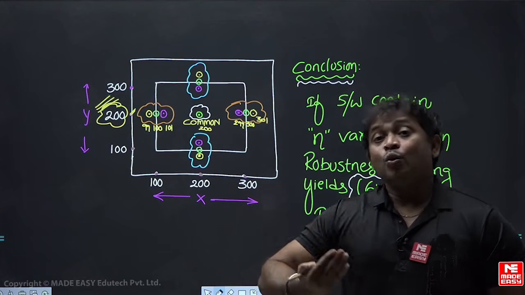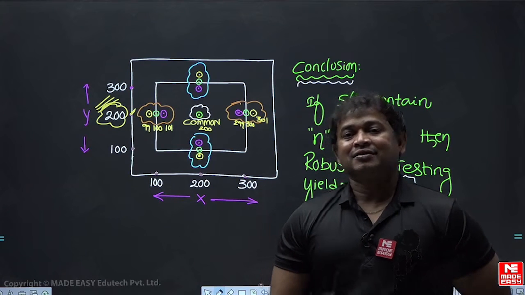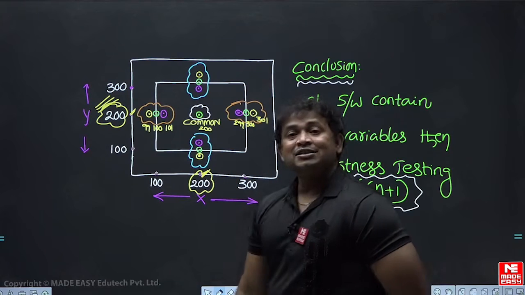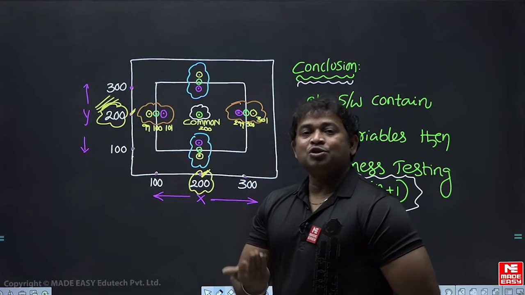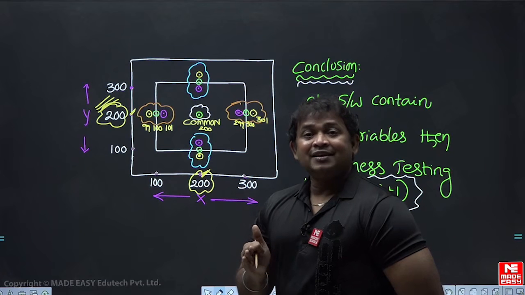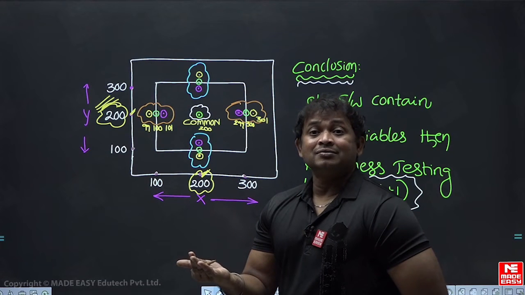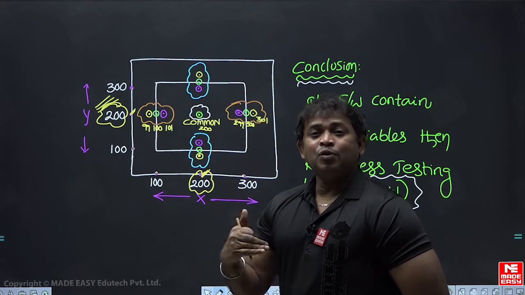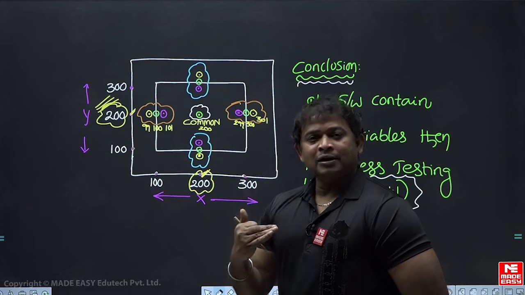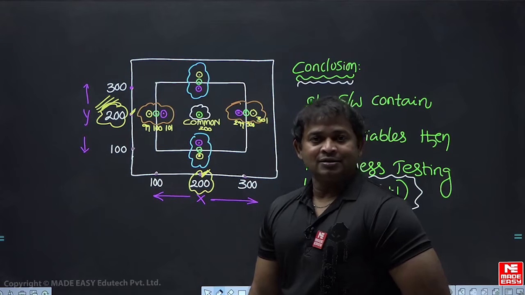Now, if you want to test the y variable, keep x in the center. Right? Now this is x, x is in the center. Keep x in the center and test the y. Okay, now what is robustness testing? Robustness testing states that we prepare test cases to cover more errors at boundaries, that is just above and below the lower limit and upper limit, and the lower limit, upper limit, and center. Like this, test cases are prepared in robustness testing.